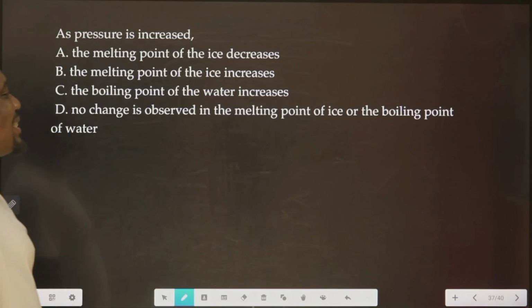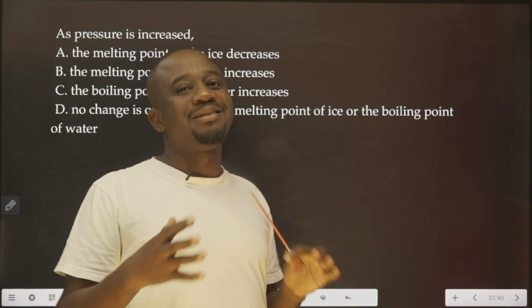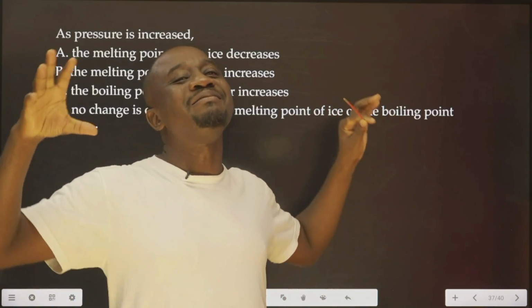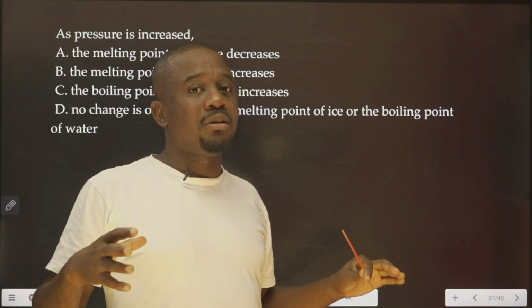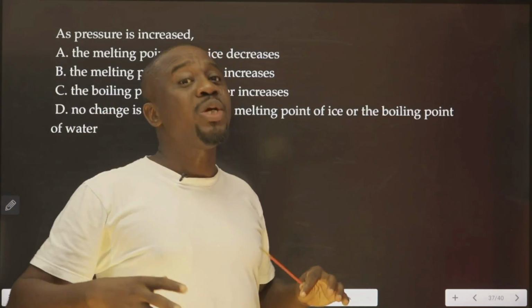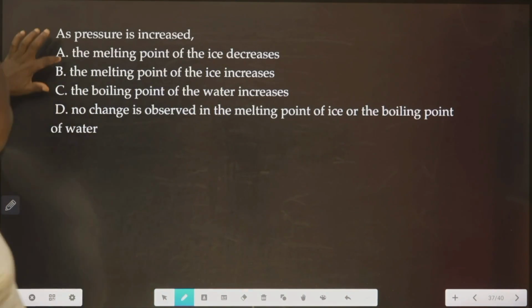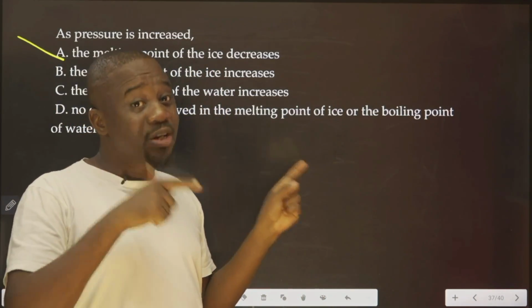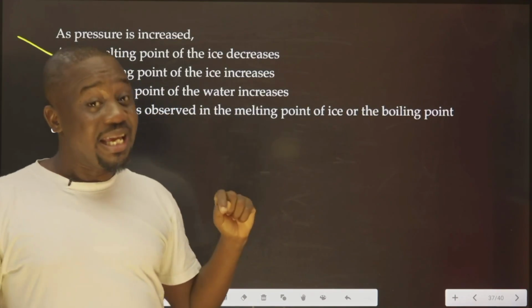The melting point decreases. The amount of heat you need to melt the ice, will it increase or decrease when you increase the pressure? You agree with me, like a pressure cooker. The purpose of the pressure cooker is to increase the pressure. It means A is the answer. The melting point of the ice decreases. Although I used water to make you understand because of the pressure cooker, here we are talking about ice. This is the answer, A.